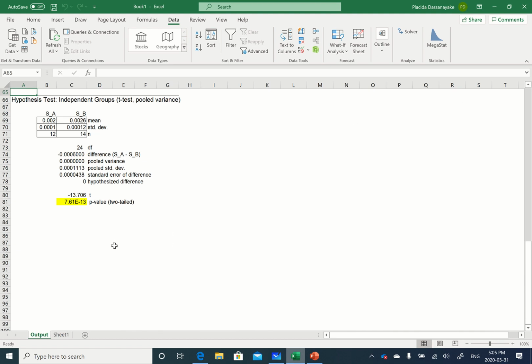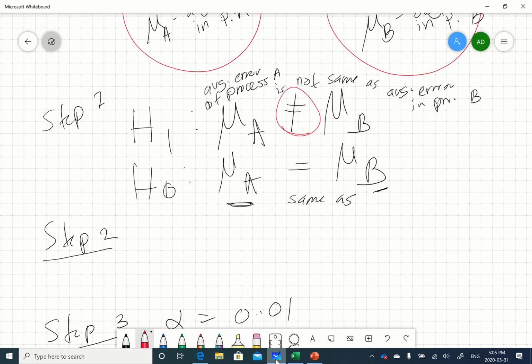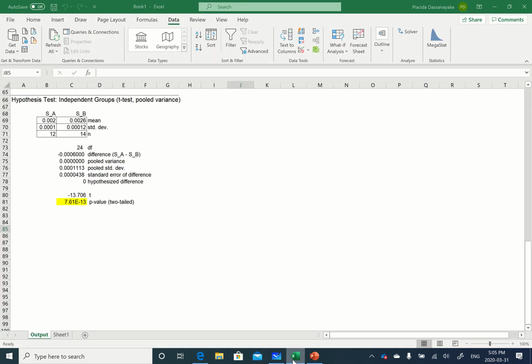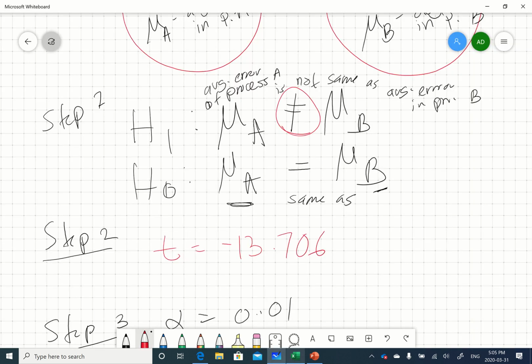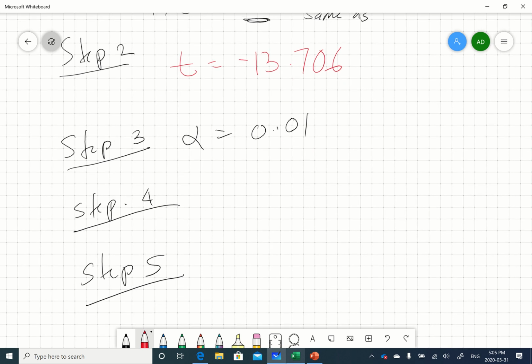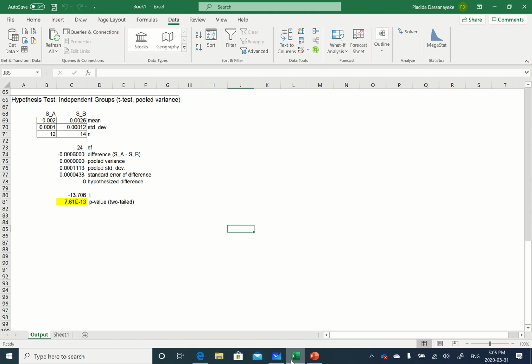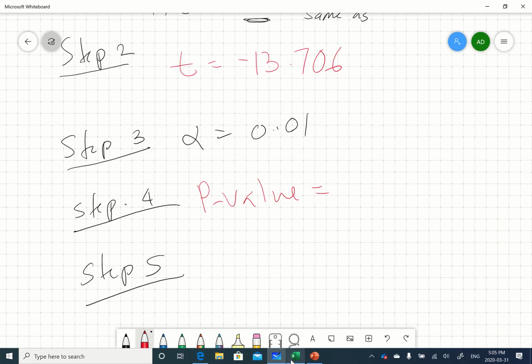Like we had before, it's going to generate the test statistic and the p-value. The test statistic is negative 13.706, so that is a t-value. And then look at the p-value. What is that? P-value looks strange. 7.61 e to the power minus 13.